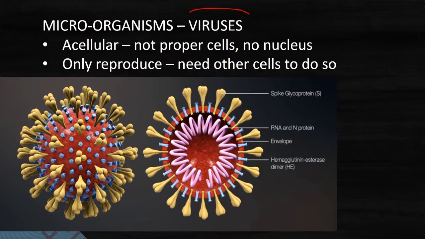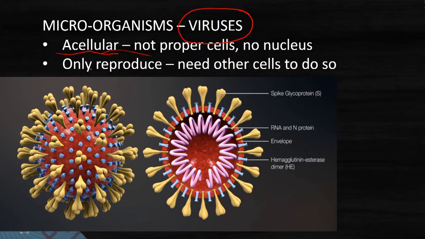We are now going to look at the first group of microorganisms that we study, which are viruses. They're very strange because they're actually not proper cells, and we call them acellular because they don't have cytoplasm, they don't have a nucleus, they don't have metabolism. The only thing they can do is reproduce, and they reproduce in other cells, and in doing so they cause damage.